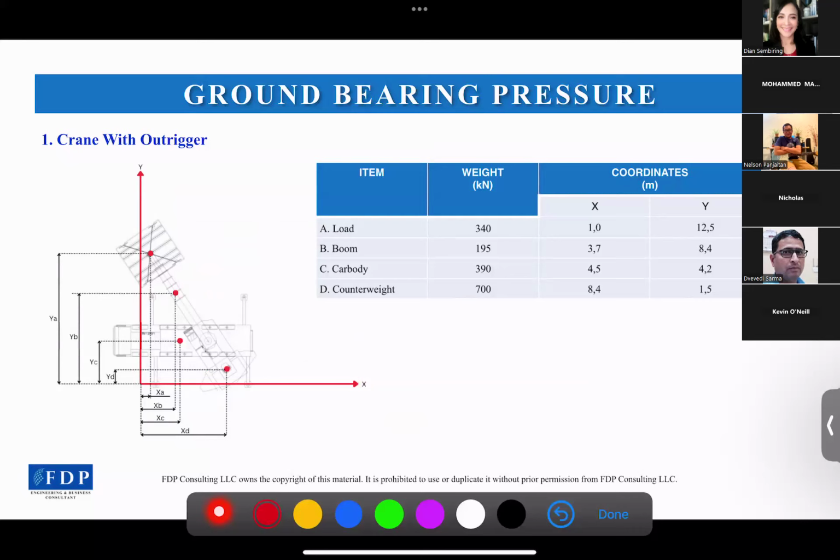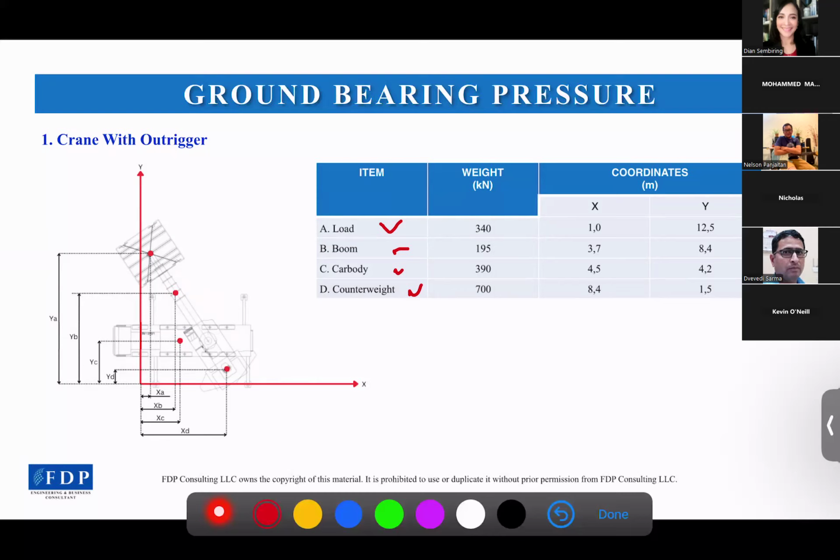The first example is a crane with outrigger. The sample I took from another class, the weight and COG calculation class. So let's say we have a mobile crane with outrigger here, and we have the weight and COG of each item in the table, like the load itself, boom, car body, and counterweight. Now we are going to find the ground bearing pressure of this crane during lifting.